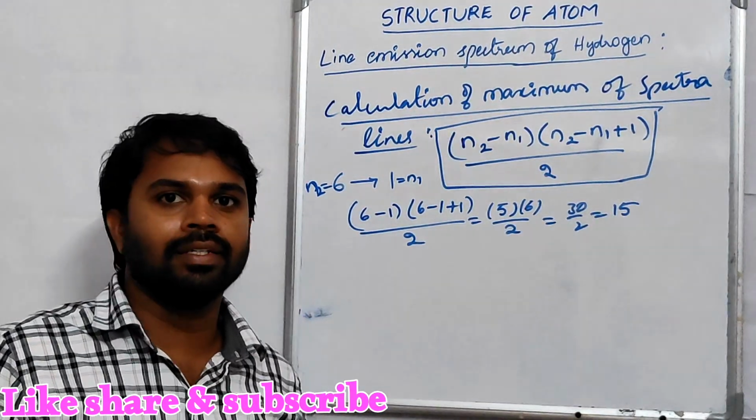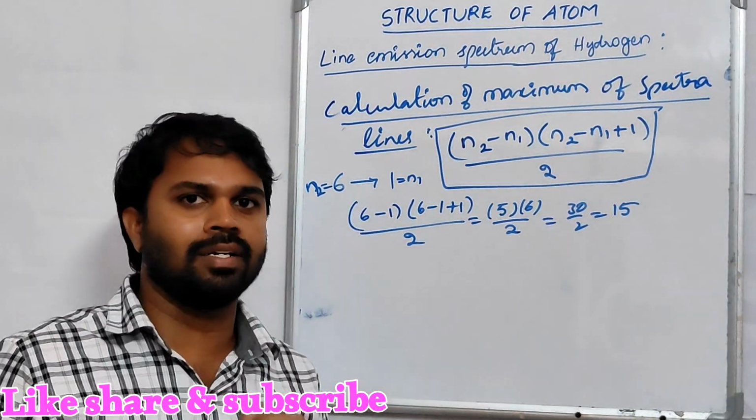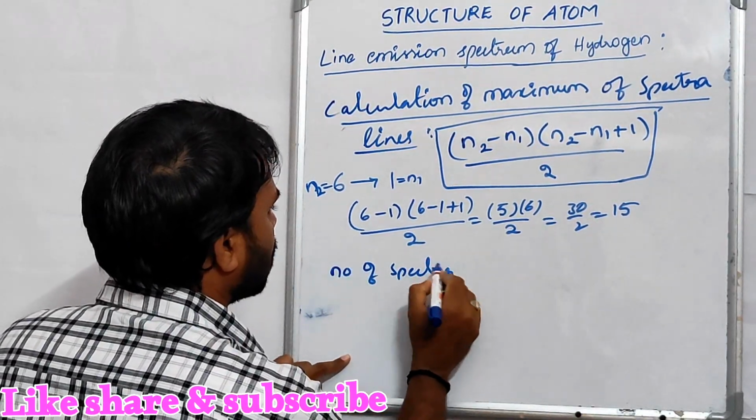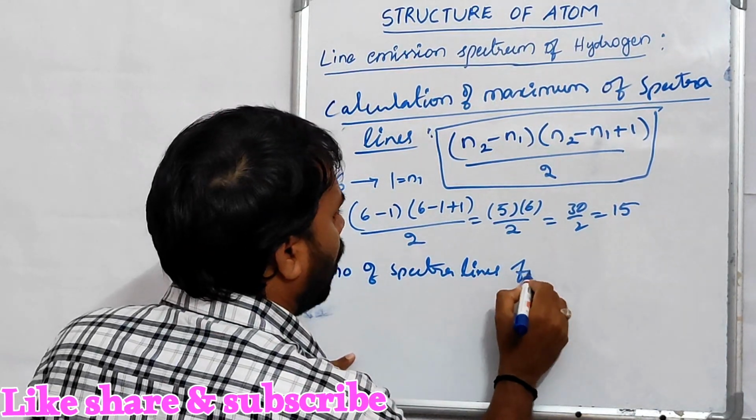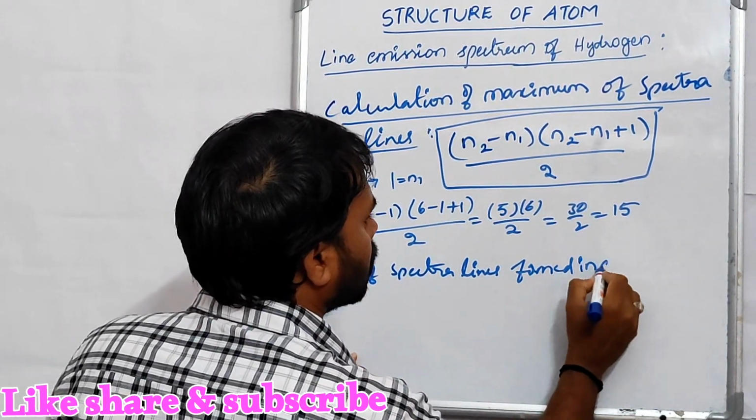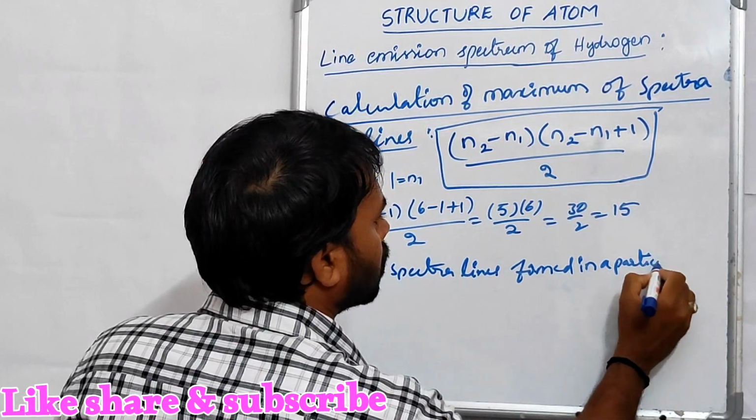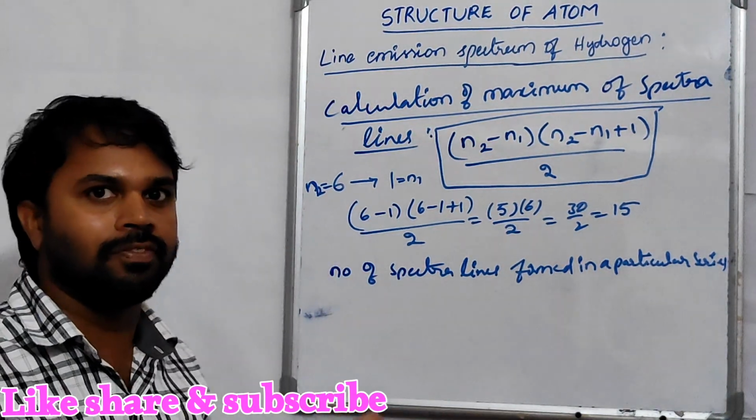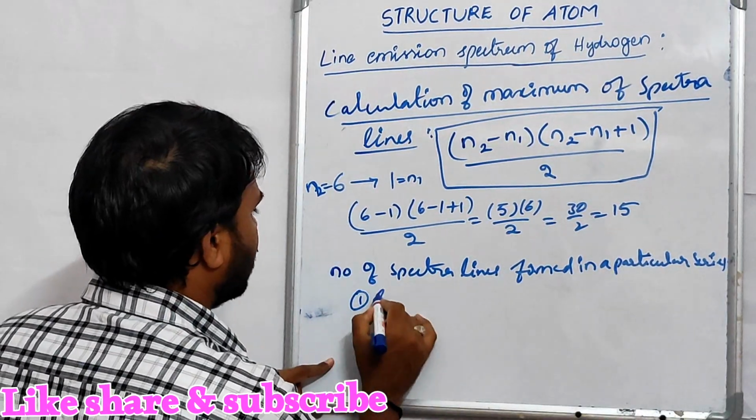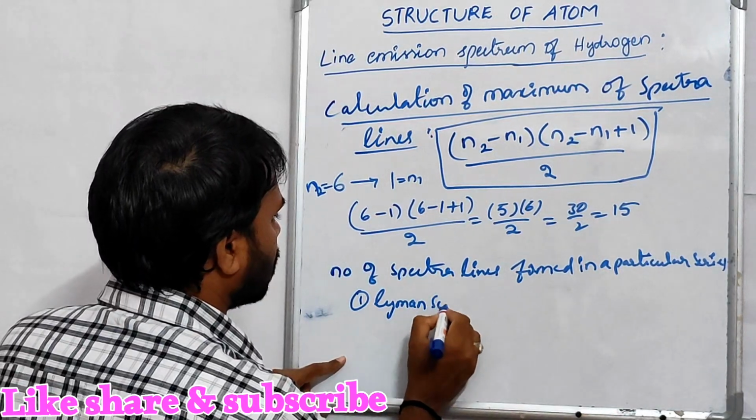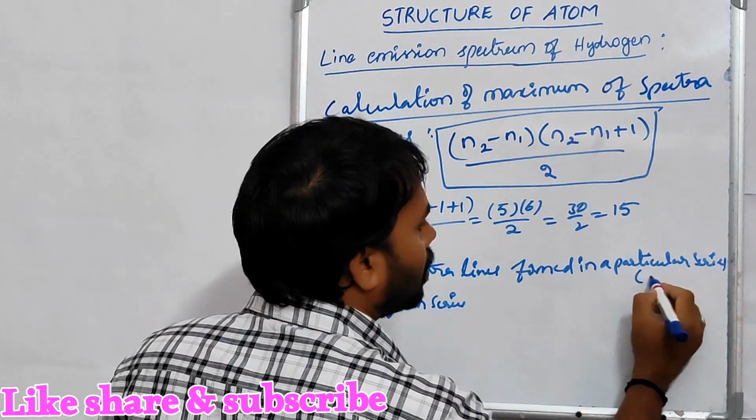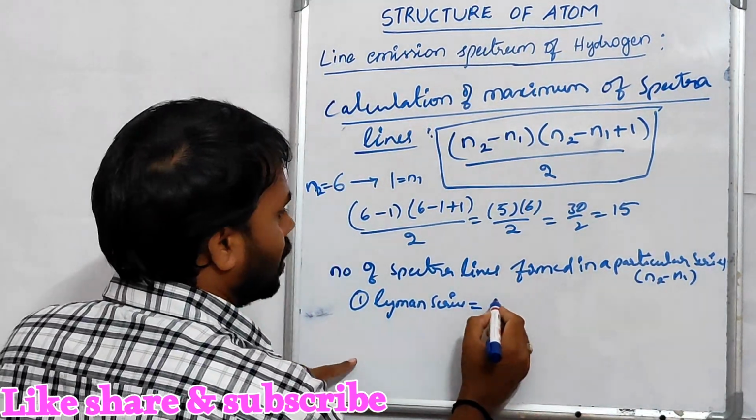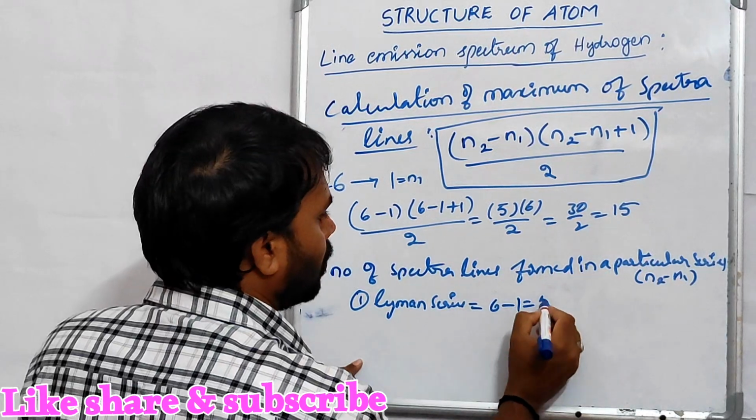Now, I want to calculate the maximum number of spectral lines formed in a particular series, like the Lyman series, Balmer series, Paschen series, Brackett series. For the Lyman series, the formula is N2 minus N1. That equals N2 is 6 minus N1, 1. That equals 5.